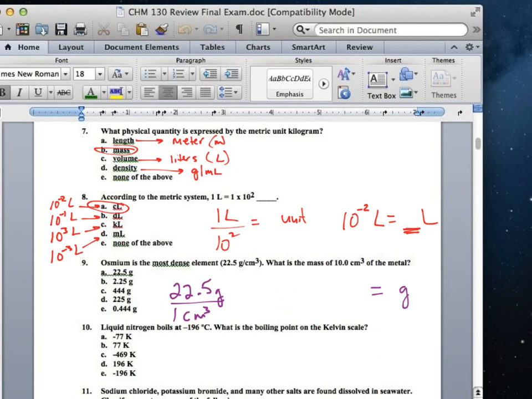Okay, what do we need to multiply this by then? To multiply it by centimeters cubed. Do we have any centimeter cubed information? Yeah, we know it's 10.0. Centimeters cubed cancel out.